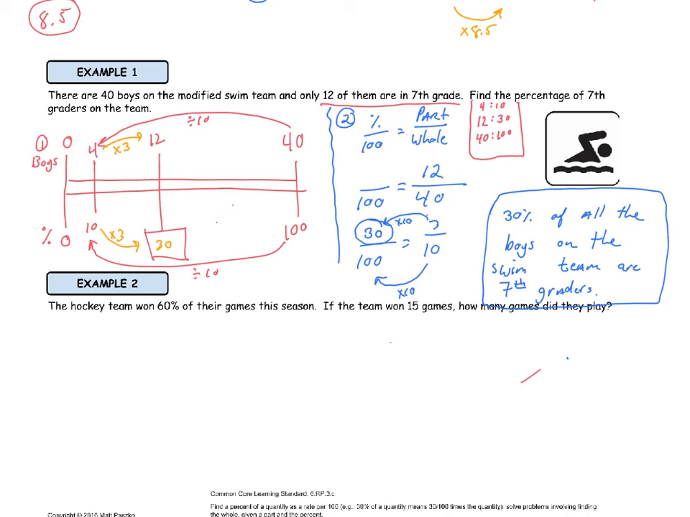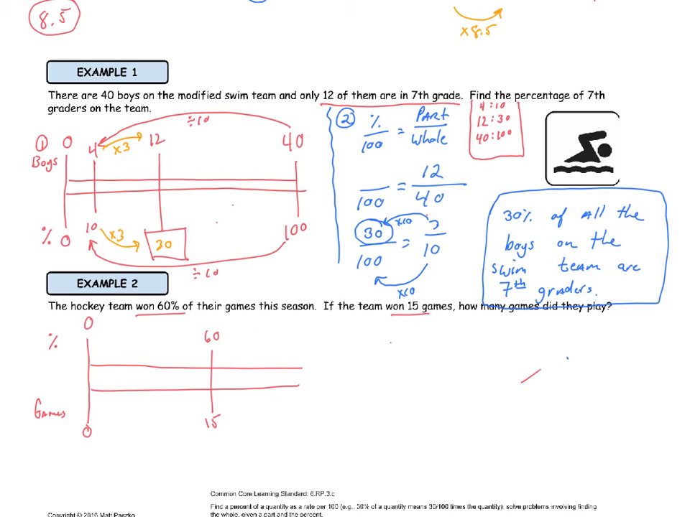Example number 2. The hockey team won 60% of the games this season. If the team won 15 games, how many games did they play? So first things first, a double number line, percents on top, games down below. We know that 0% of the games is 0 games. We know that the hockey team won 60%, which is also 15. So we know that 60% on top is 15. How many games did they play?